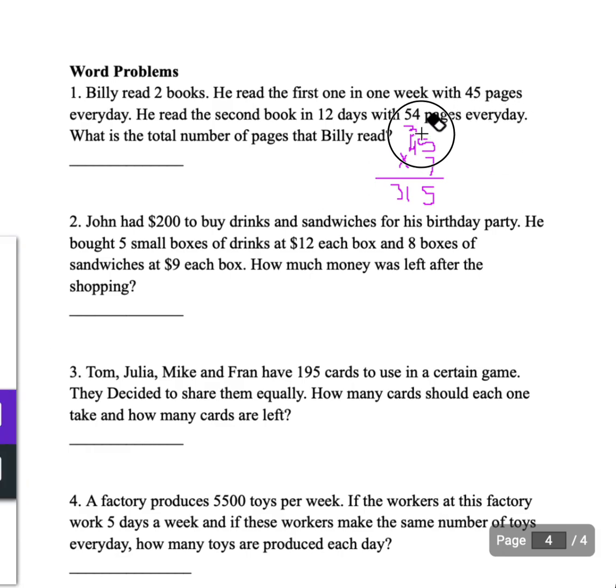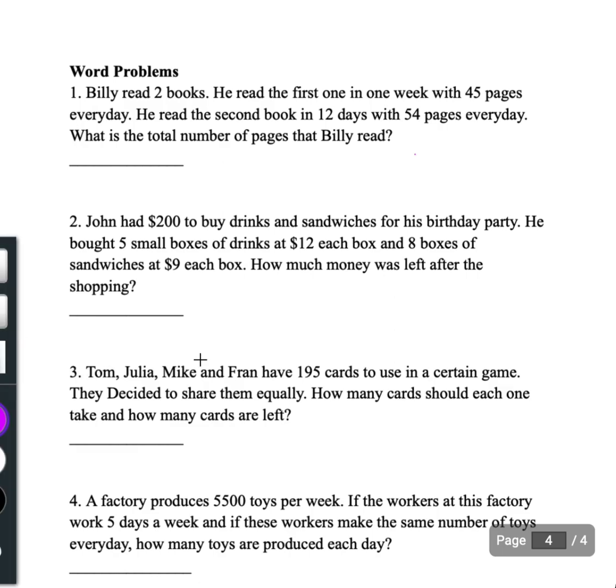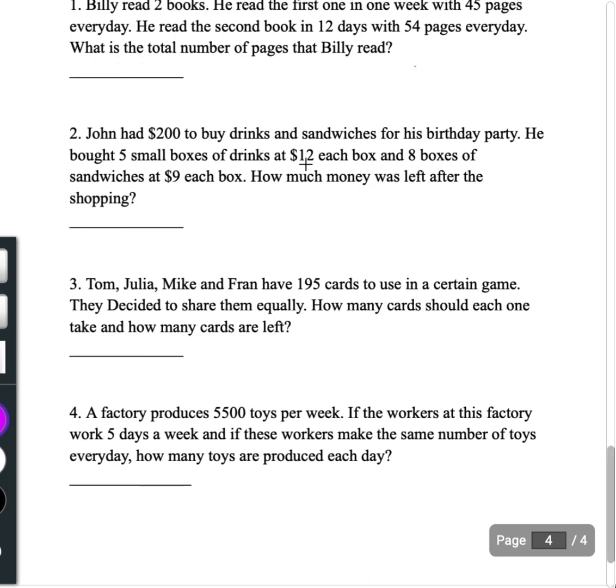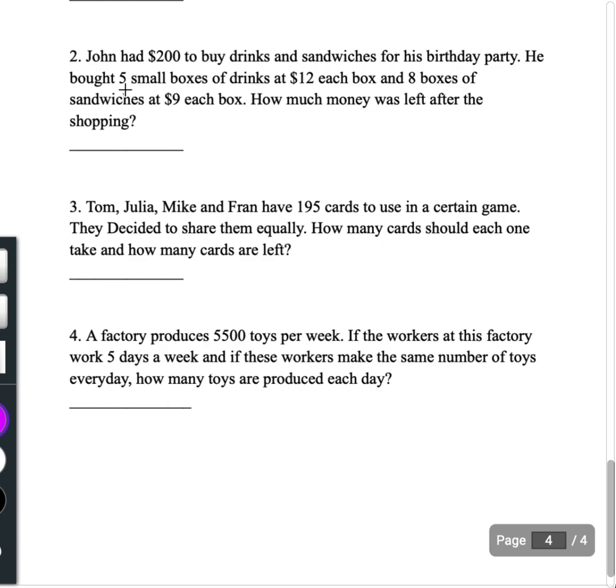And if this one is too hard for you to understand, I can always go over another one. Like we can look at example, let's see. We can look at example 2. So John had $200 to buy drinks and sandwiches for his birthday party. He bought 5 small boxes of drinks at $12 each box and 8 boxes of sandwiches at $9 each box. How much money was left after this shopping?